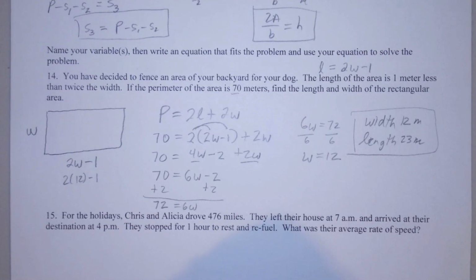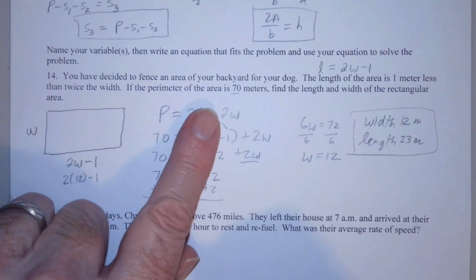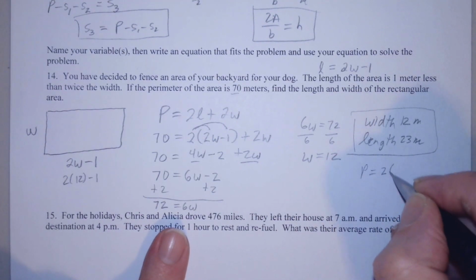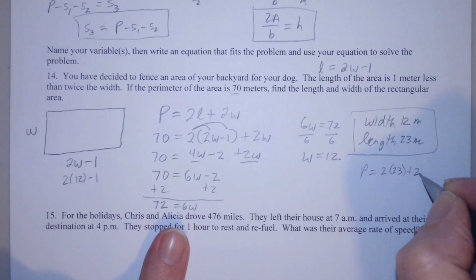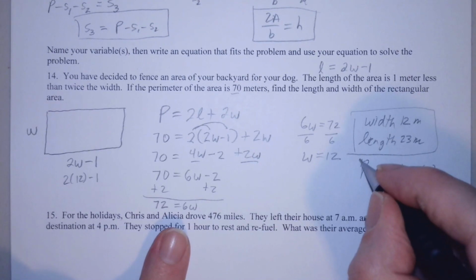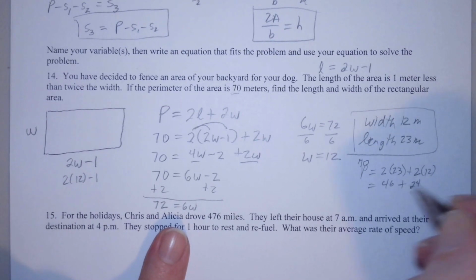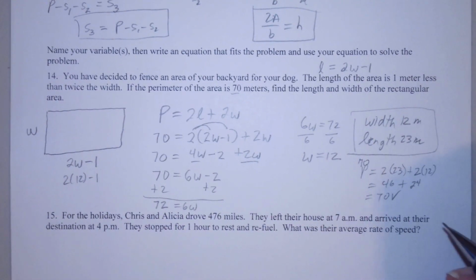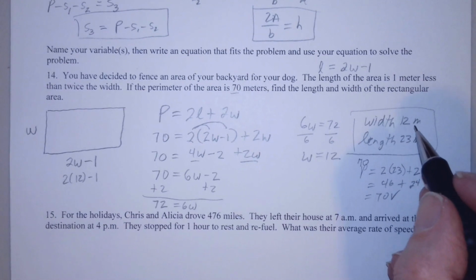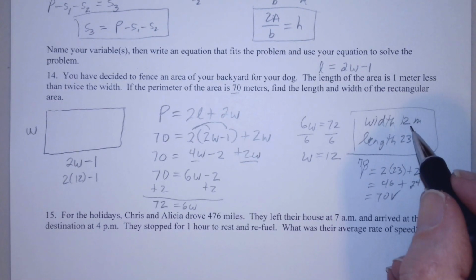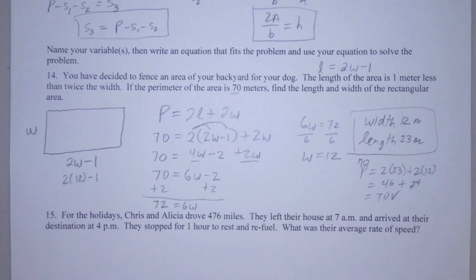Now, as I've said before, it's always a good idea to check your answer, and we can do that pretty easily here. We want to see that the perimeter is 70. So it'd be 2 times the length, which is 23, plus 2 times the width, which is 12. Again, we actually want to make sure this equals 70. This is 46 plus 24, which does equal 70, and so it does check. And you can verify that the length is 1 less than twice the width. Twice the width is 24, and 1 less than that is 23. And so this does check.